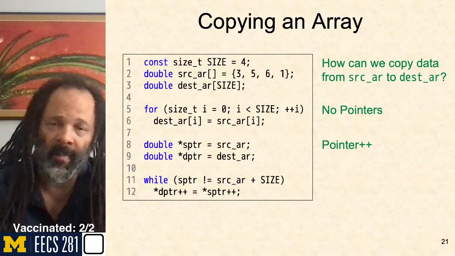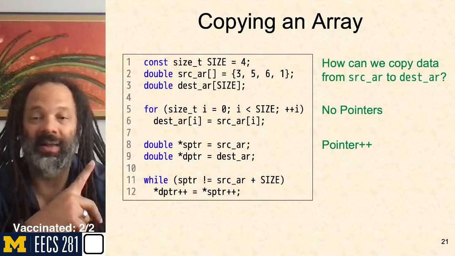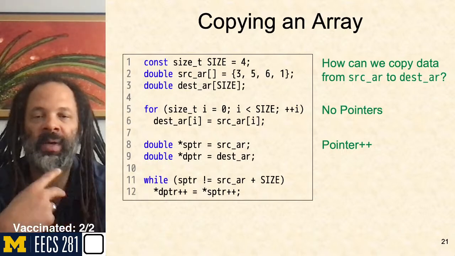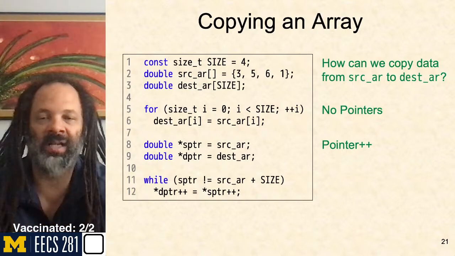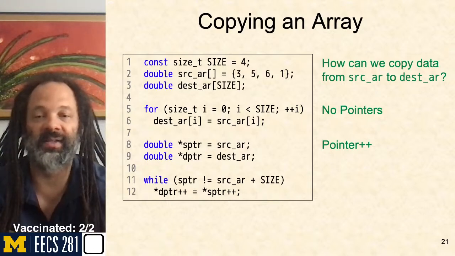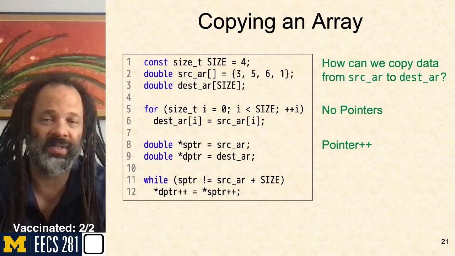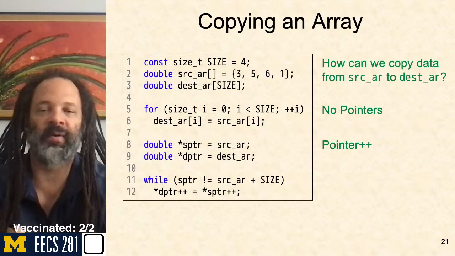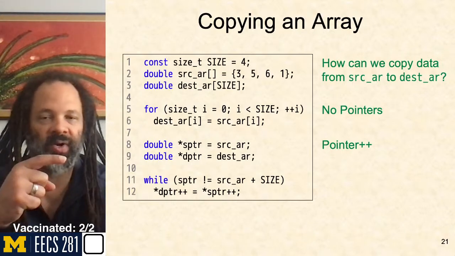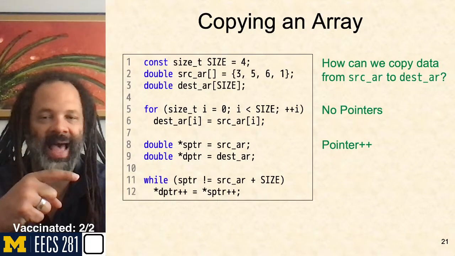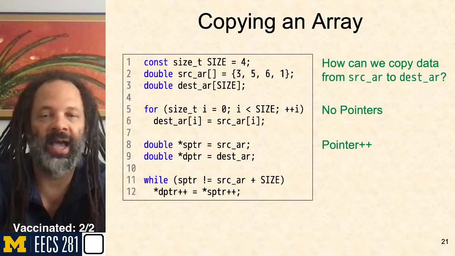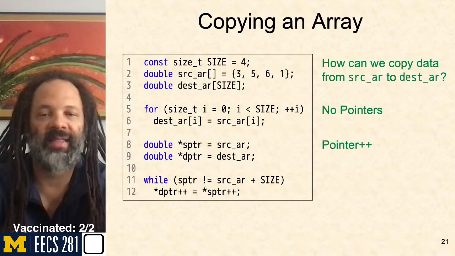Now my while loop here is not count controlled. This is a while loop. We're going to keep going as long as my source pointer hasn't gone too far. And too far is the source array plus the size. So source array, of course, is a pointer. So if I take source array plus size, source array plus 4, that's another pointer. So when S pointer hits that pointer location, 4 locations after the beginning of source array, then that's where I need to stop.